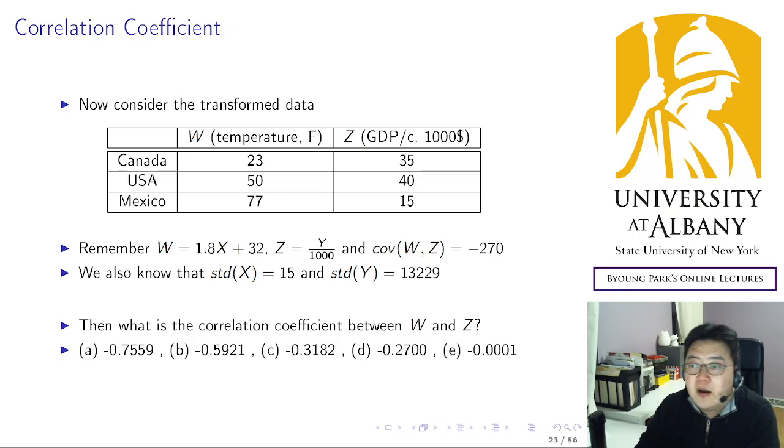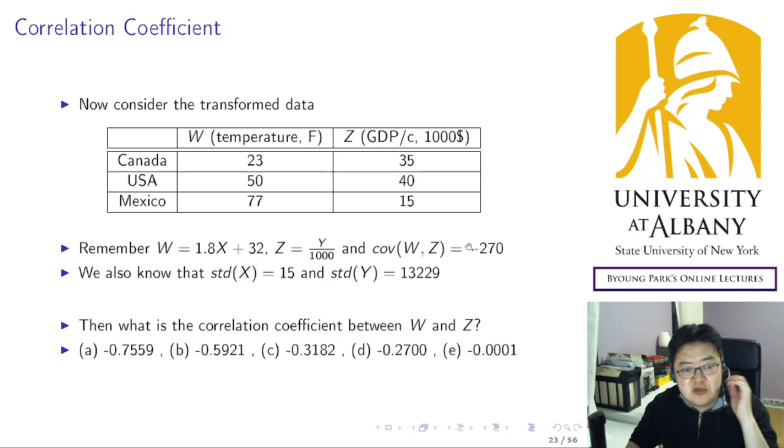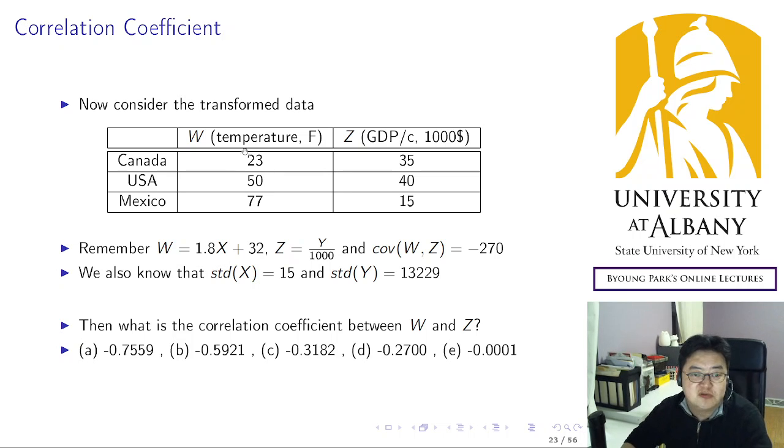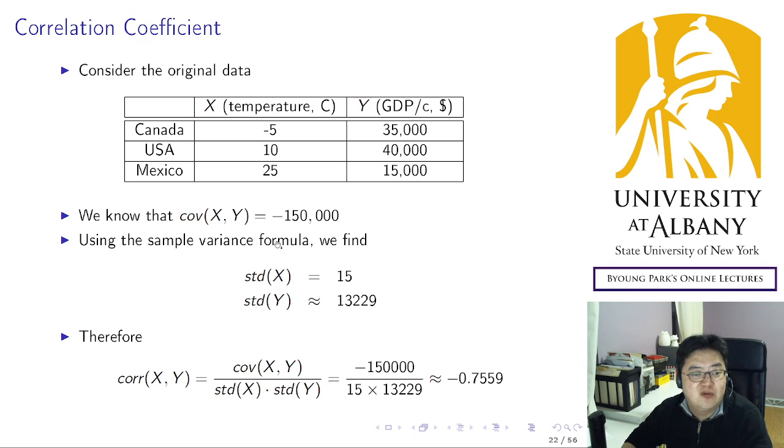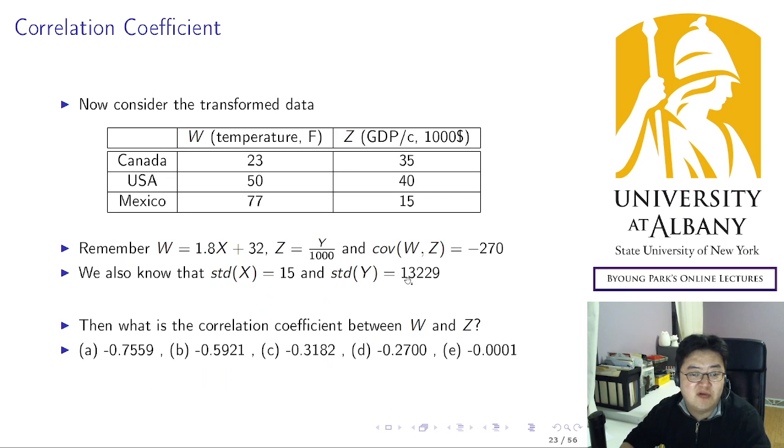Okay, so I asked you to calculate the correlation coefficient for these variables. And also you can follow the same approach here. You need covariance and two standard deviations. And covariance is known. We calculated the covariance, which was minus 270. And then what you need is the standard deviation for W and Z.